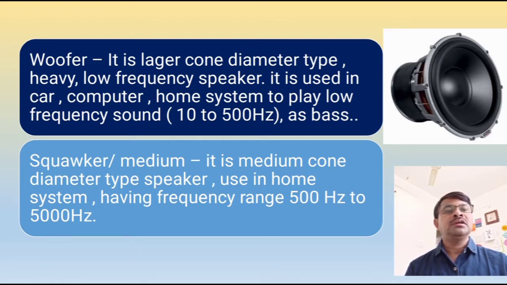As you can see, this is the image of a woofer system. Its size is big, its weight is big due to the permanent magnet, and it generates low frequency sound. Squawker or midrange speaker: it is a medium frequency speaker that is used to playback the frequency range of sound around 500 Hz to 5 kHz. It can be used in home audio systems.